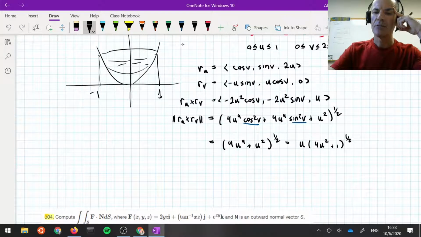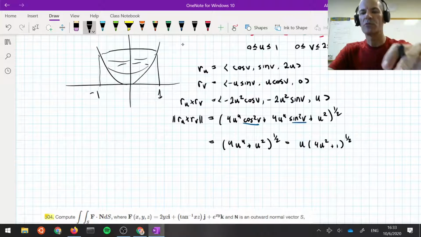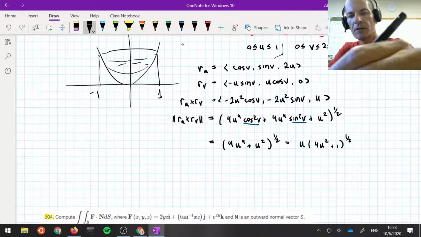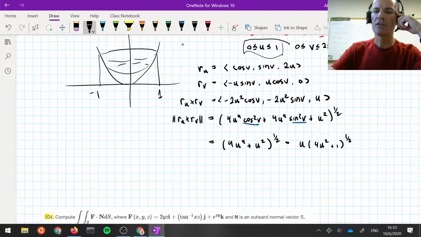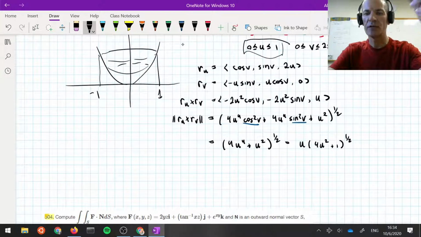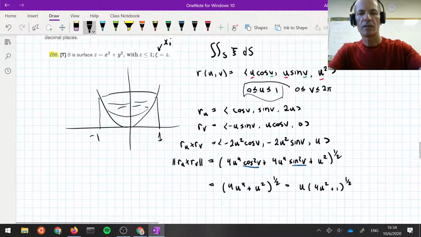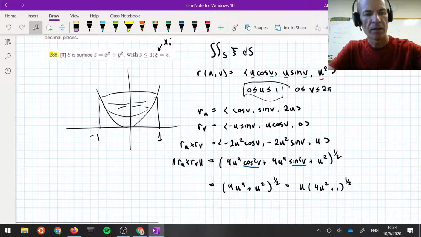And you again might wonder, I'm taking a u squared out of the square root. Where's my absolute value? Notice up here that the parameter range is over a positive set, and so we don't need the absolute values. We now have the magnitude of the cross product. We're ready to finish building this integral.